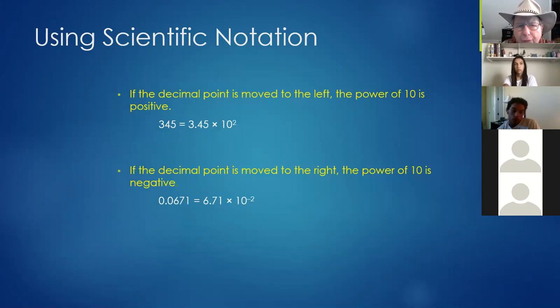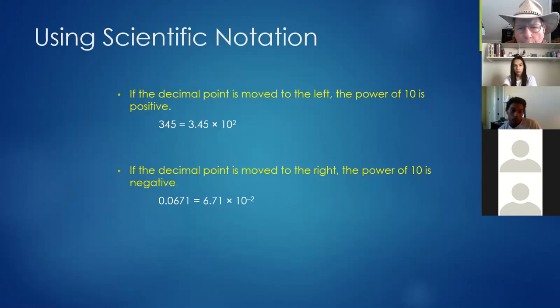So if I have 345, I want one digit to the left of the decimal, 3.45. I moved the decimal. I moved it from here. I moved it to the left 2 places. If it's to the left, it's positive. So my 3.45 gets multiplied by 10 squared.